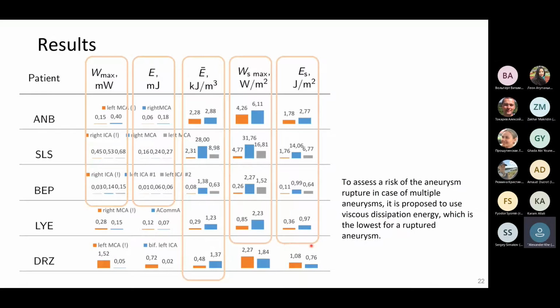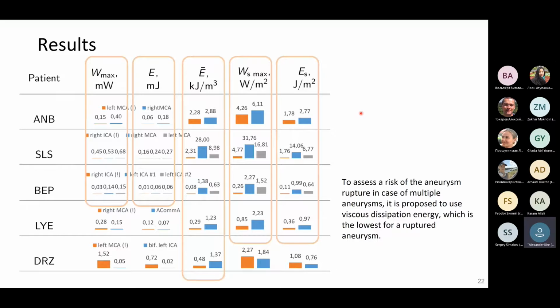So, after comparing the results, we can see that, first of all, we had 5 cases, and every such quantity was less for ruptured aneurysms in most cases, that is, at least in 3 of them. And the average dissipation energy per unit volume for the ruptured aneurysm, which is here in orange, is less than this quantity for other aneurysms, and this was so in all 5 cases. So this quantity can be used as a predictor for aneurysm rupture.